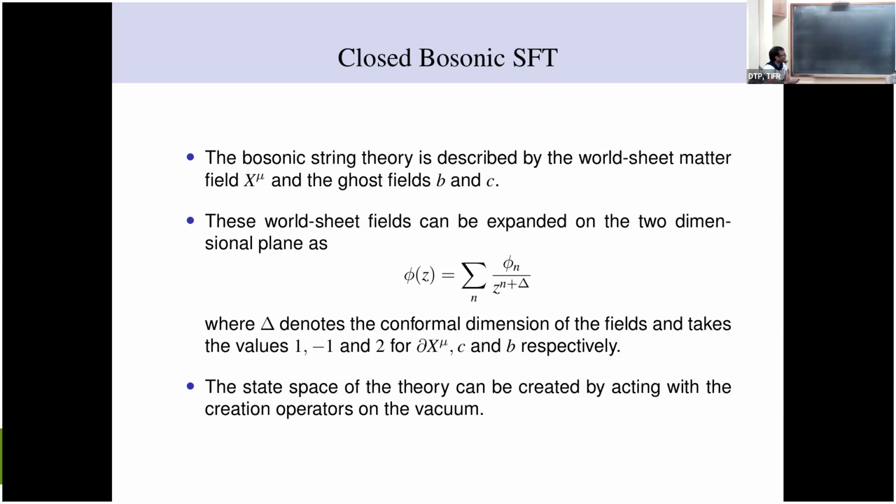The mode expansion for a generic field phi takes this form. Here delta is the conformal dimension of the field, and it takes the value 1 for del X^mu, -1 for the c field, and 2 for b. The state space of the theory can be created by acting with creation operators on the vacuum.